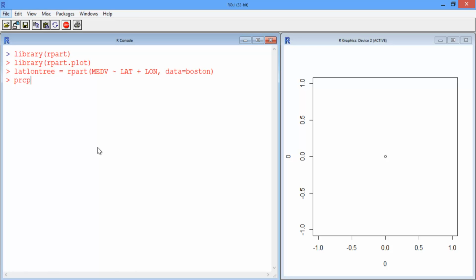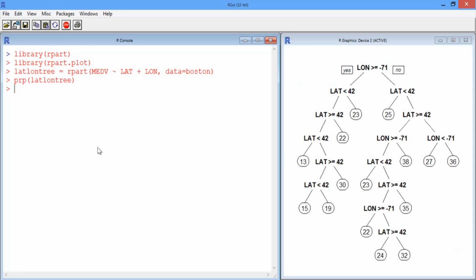If we now plot the tree using the prp command, which is defined in rpart.plot, we can see it makes a lot of splits, and it's a little bit hard to interpret. But the important thing is to look at the leaves. In a classification tree, the leaves would be the classification we assign to something that applies to these splits. But in regression trees, we instead predict a number. That number is the average of the median house prices in that bucket or leaf.